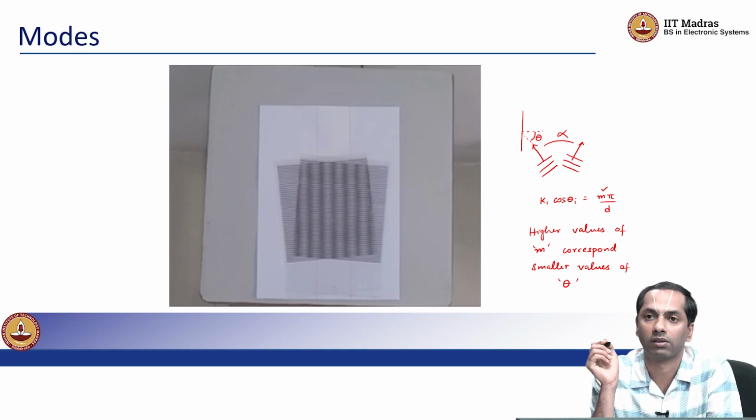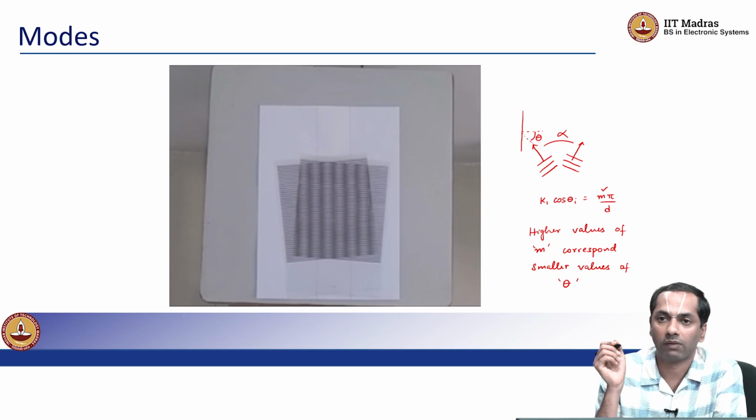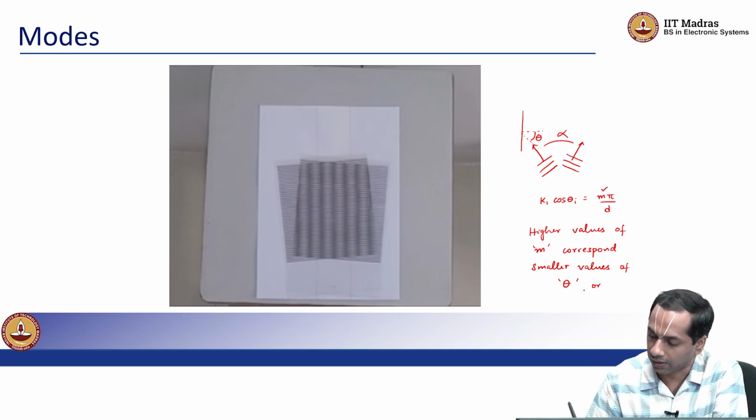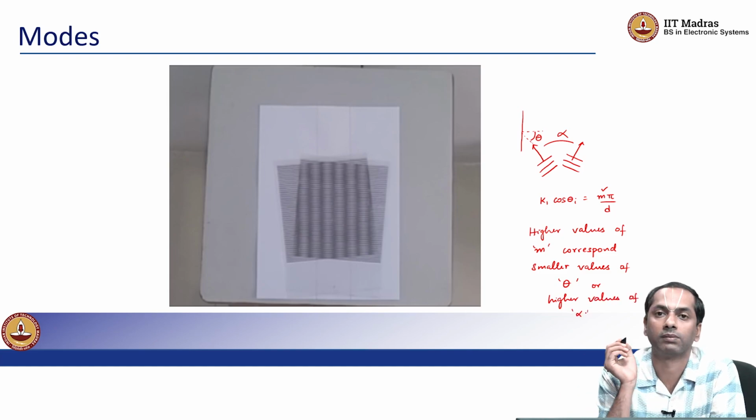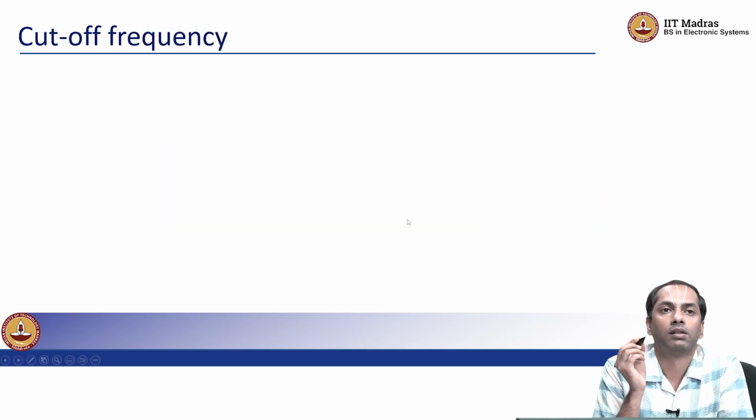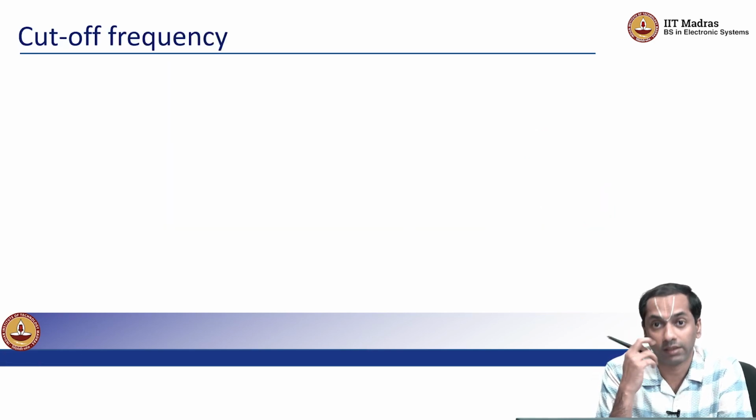Which is what we saw, right. Smaller values of theta or higher values of the twist angle alpha, right. All right. So, let us move to the next topic, right.